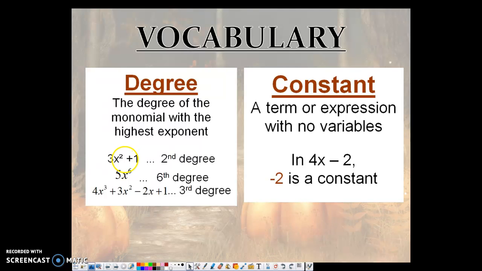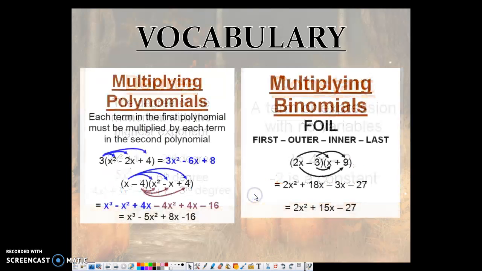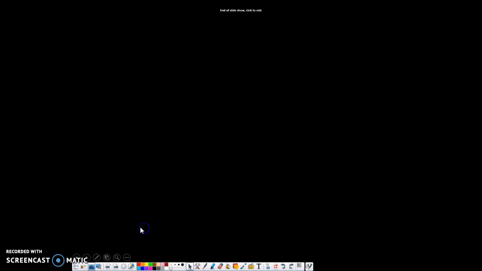The degree of a polynomial is based on the highest exponent. So the highest exponent here is 2, second degree. Highest exponent here is 6, sixth degree. Highest exponent here is 3, third degree. The constant is the term without a variable, so it's that -2 here at the end. Okay, and multiplying polynomials and binomials, we'll get to that later on.